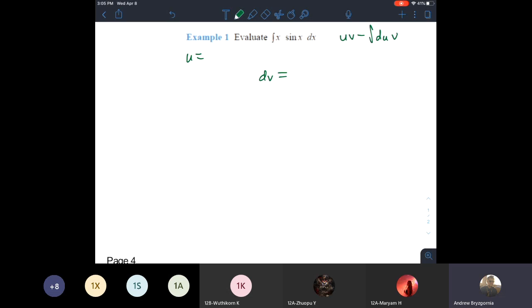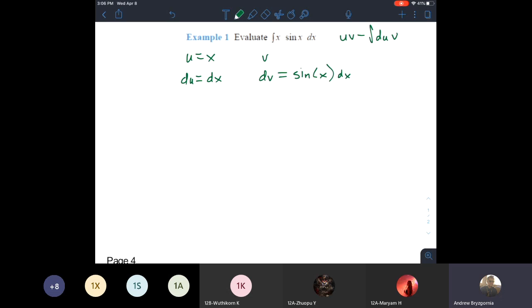Yeah, exactly. So sine of x has an infinite number of derivatives. We'll never stop. So let's let u be equal to x. Therefore, dv, something that is easy to get its antiderivative, will be sine of x dx. Now that we've identified those two, we can move on to du, which is easy. The derivative of x is just dx.